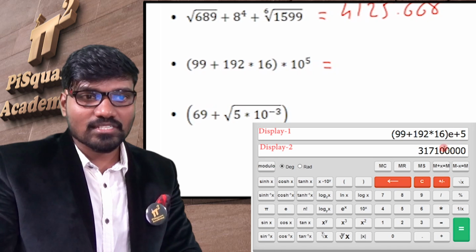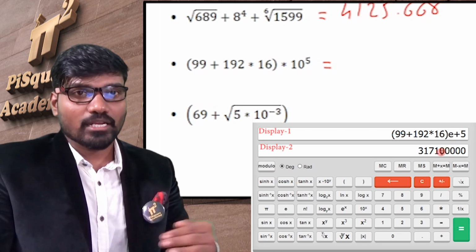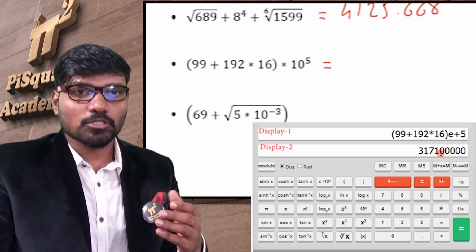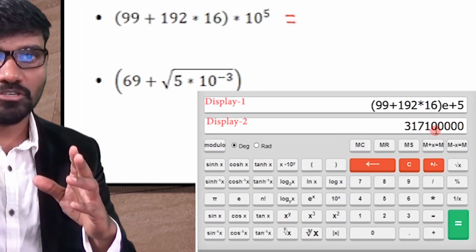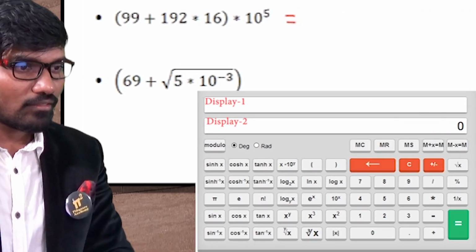Sometimes in the result, you will see e minus 5 or e minus 10. What does that mean? 10 to the power minus 10. Okay, keep this in your mind. Let's go for the next one.